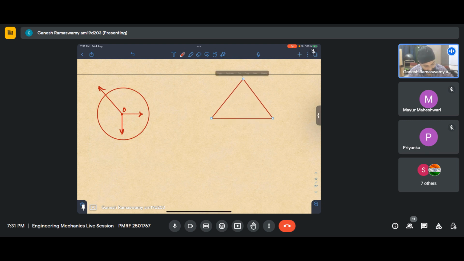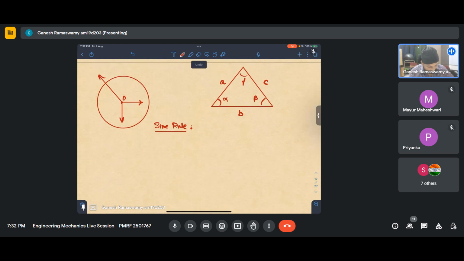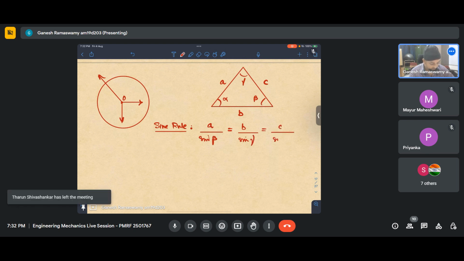I have a triangle. If I have A, B, C, and if I have these angles as alpha, beta, and gamma, so the sine rule says that A by sine beta equal to B by sine gamma equal to C by sine alpha. That is the side by the sine of its opposite angle. This ratio will always be maintained, is what the sine rule says.